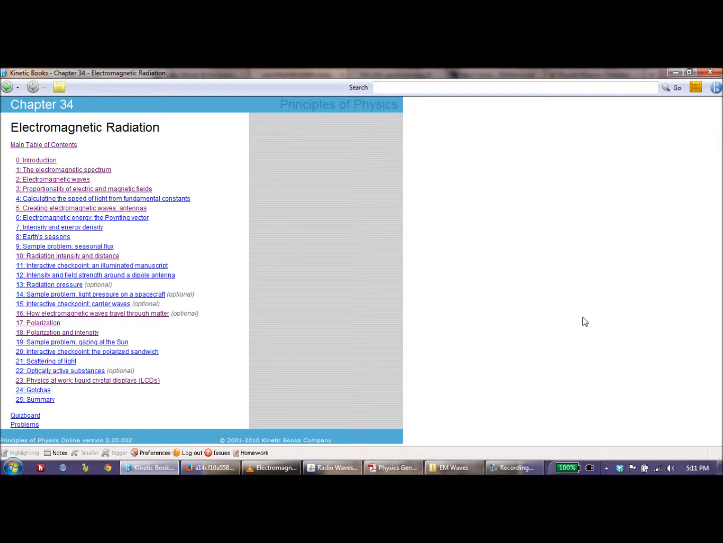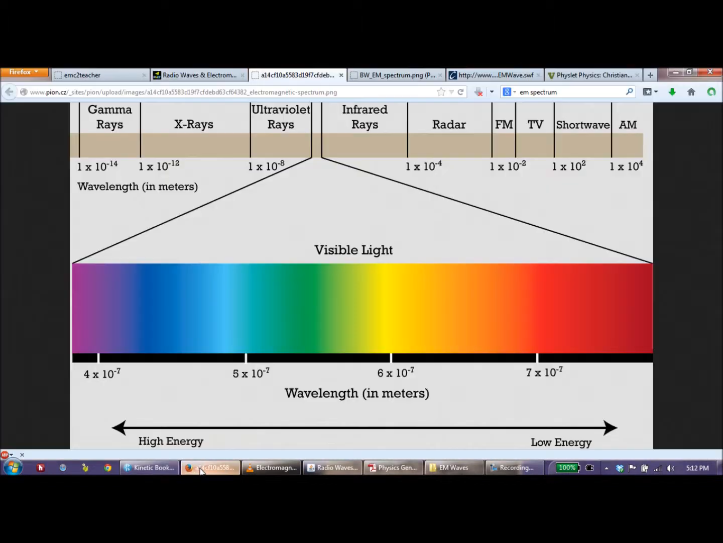We'll use glass as our example. And then on to what's called polarization, which is very, very interesting. And then the last section in your reading, section 23, is interesting in that it explains how polarization is used to create liquid crystal displays for your calculator and other parts. So let's start with the electromagnetic spectrum.